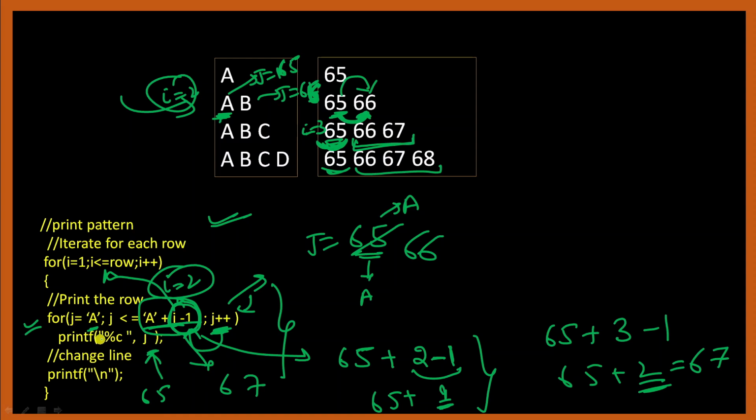So again, just one more time, this is the starting point. The limit is saying how much more ahead you want to go. 65 plus i minus 1. i minus 1 is saying, I am at 65, I want 2 more steps, so i is 3, 3 minus 1 is 2. And it will remain constant for all j. j is holding 65, 66, 67. The same j I want to print, using the percentile c, so that these things can be printed.